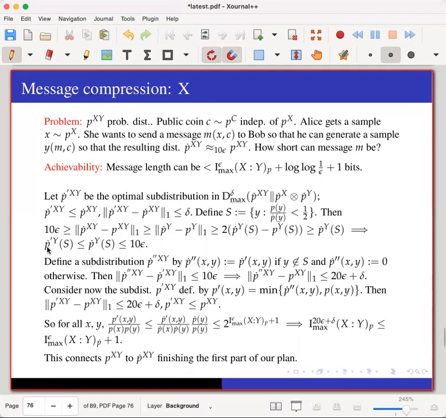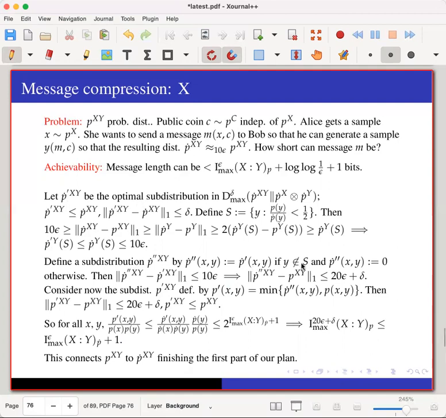And remember P dot prime is a subdistribution of P dot out here, right? So P dot prime of S is less than or equal to P dot of S, also less than or equal to 10 epsilon. So this is the first step to apply my continuity idea. Now let us define another subdistribution, P dot double prime. We had P dot prime here, and now I'm defining P dot double prime.